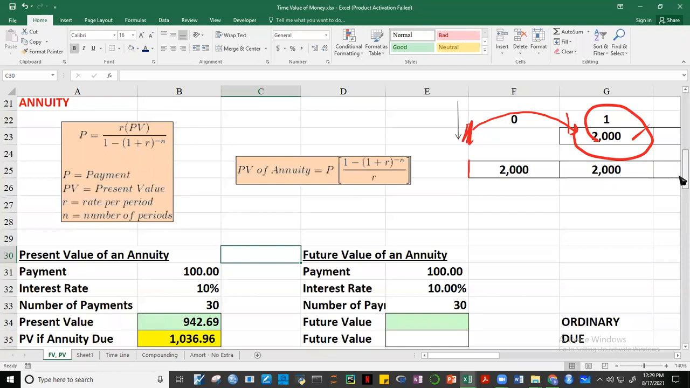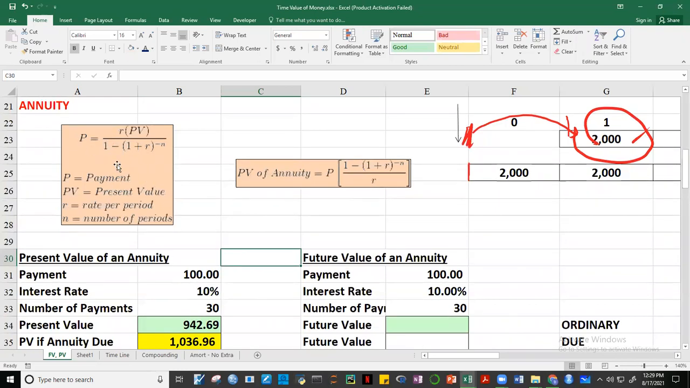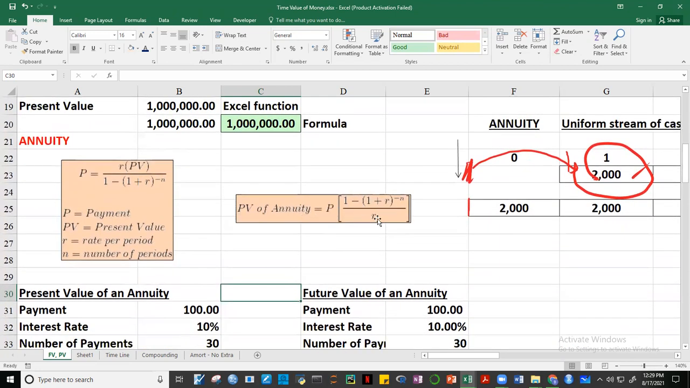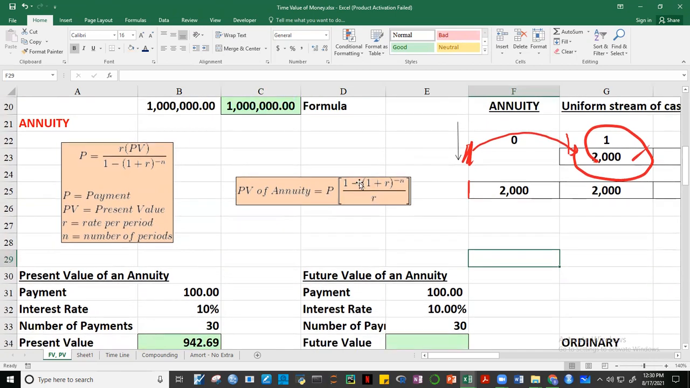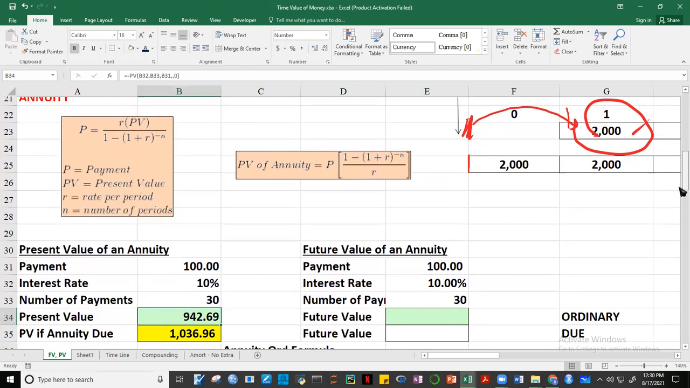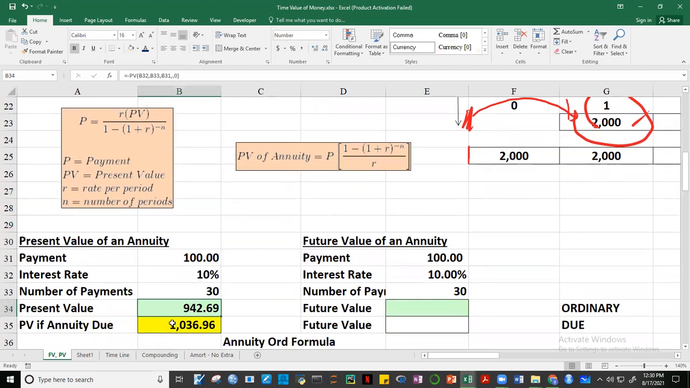Okay, now I leave you guys to work on this. This is present value. Okay, let's do this. So, this is the formula to get the present value of an annuity. P, which is the annuity, times quantity 1 minus 1 plus R raised to the negative N. Okay, N is your 30 and R is your 10%. I'll leave that as an exercise to you guys. This is ordinary annuity. So you should get 942 here. Okay, as an exercise, guys, do this one.